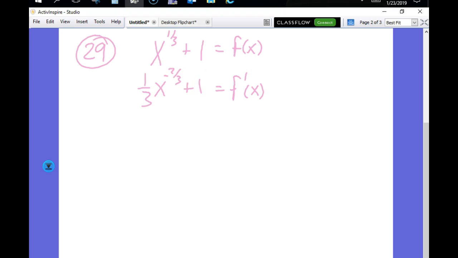Oh wait, no plus 1. Plus 1's gone because the derivative of 1 is 0, right? So we have this. Now you need to rewrite this so that it makes a little bit more sense.